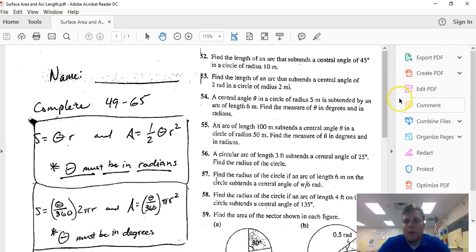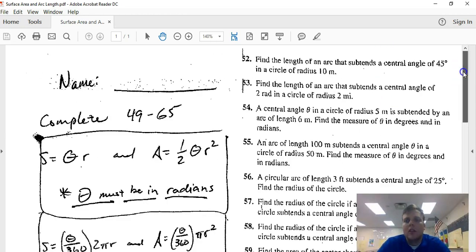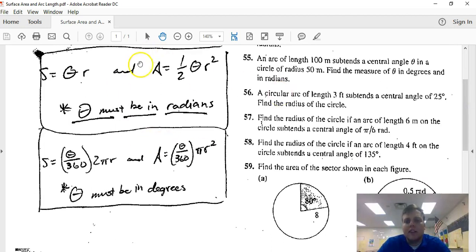So we're going to use this paper to help us go through it. First off, you'll notice here in this top left area, we have two boxes of formulas, okay? And look at where they both have stars. Theta must be in radians, theta must be in degrees. So if you are given a theta in radians, you use the arc length formula from this box or the area of a sector formula from this box. If your theta, your angle, is in degrees, you use one of these two, either this arc length one or this area of a sector one.